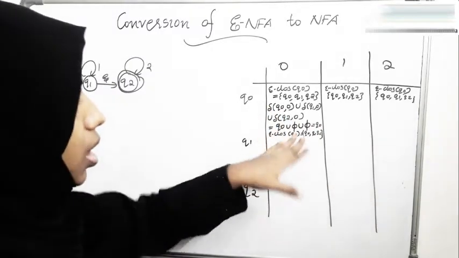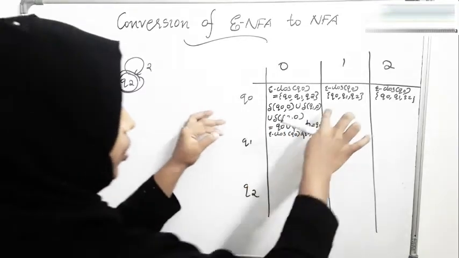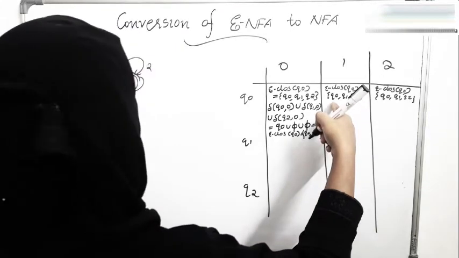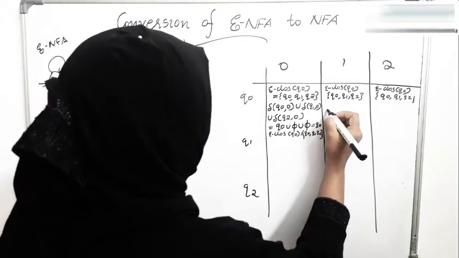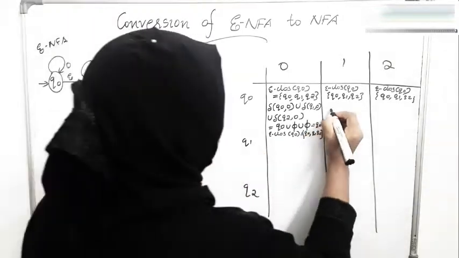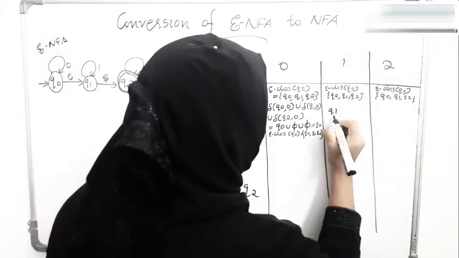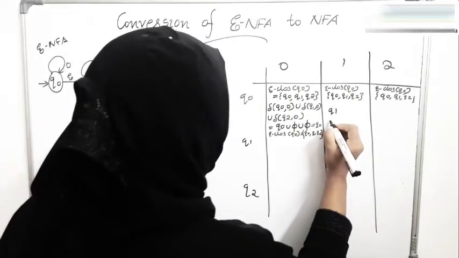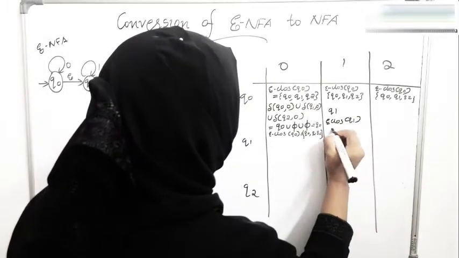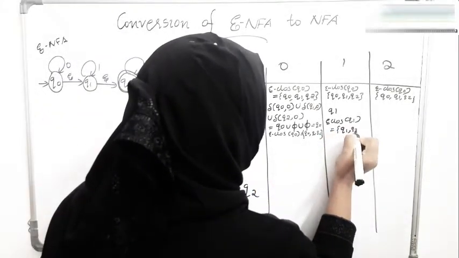So I am not repeating these notations, and I am simply writing down the results. Q0 comma 1 is not defined. Then Q1 comma 1 is Q1. Then Q2 comma 1 is not defined. Now the epsilon closure of Q1. E close of Q1 is Q1, Q2, isn't it? Q1, Q2.